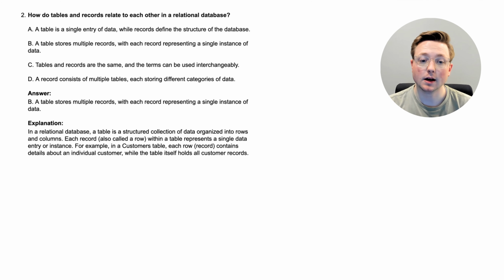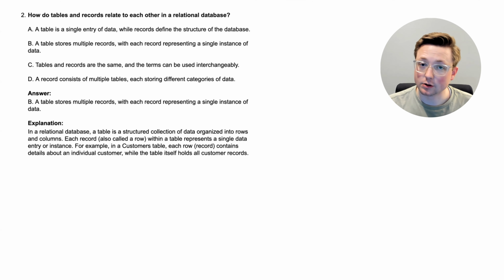The answer is B, a table stores multiple records with each record representing a single instance of data. So to clarify what I mean there, in a relational database, a table is a structured collection of data organized into rows and columns. Again, we've all seen this before. That's pretty much what a spreadsheet looks like. It's just one big table, and you can, of course, make actual tables out of it with rows and columns.